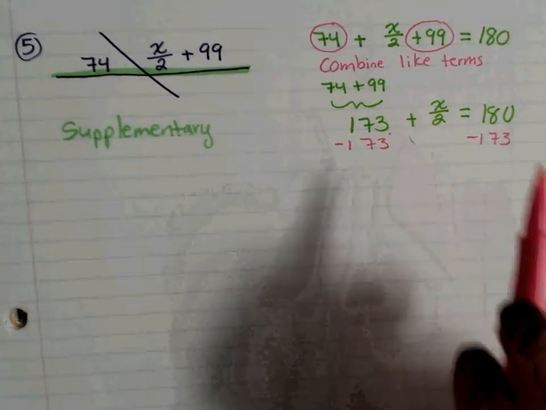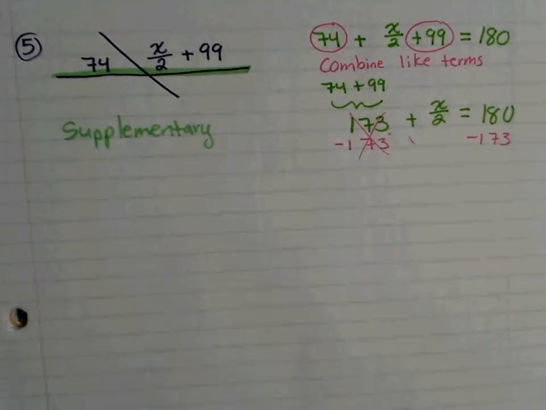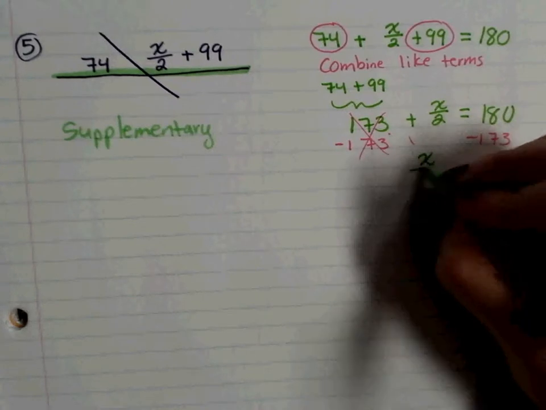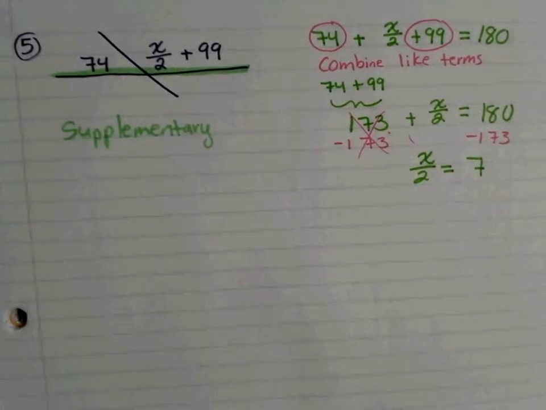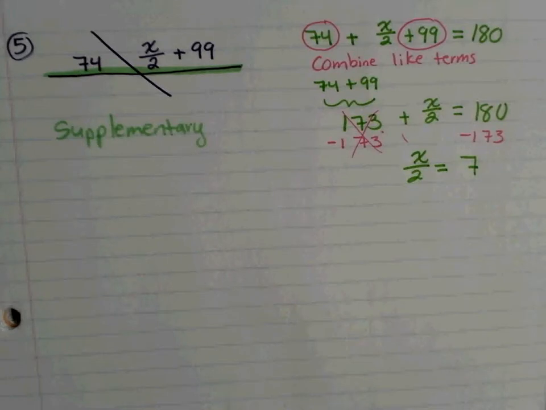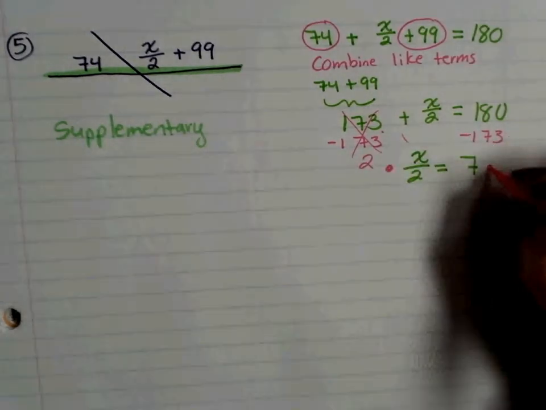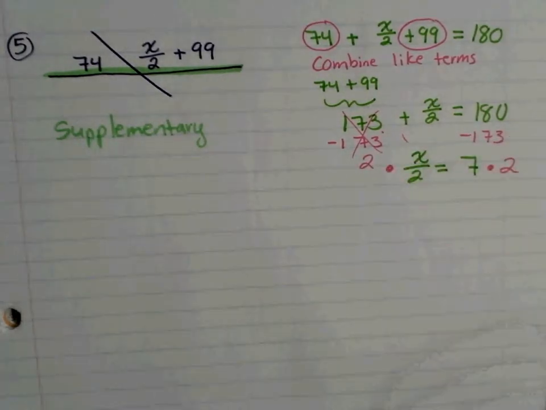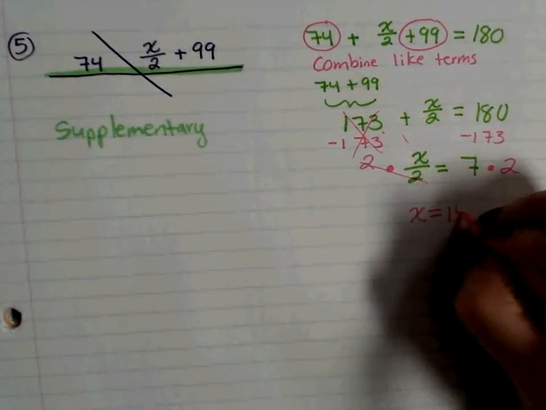All right. So we have 173 that we're subtracting from both sides. Those are going to get canceled out. We're left with x over 2 is now equal to 7. And what's our last step? Multiplication. So we're going to multiply by 2 on both sides, and we'll get that x is going to be equal to 14.